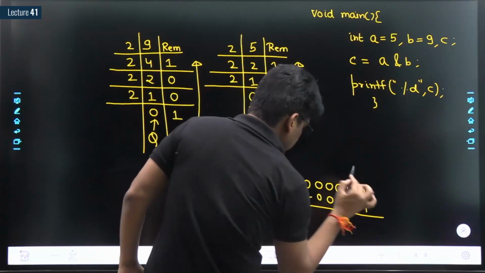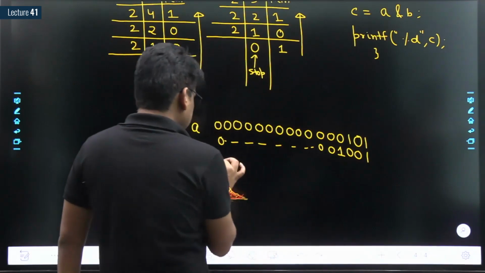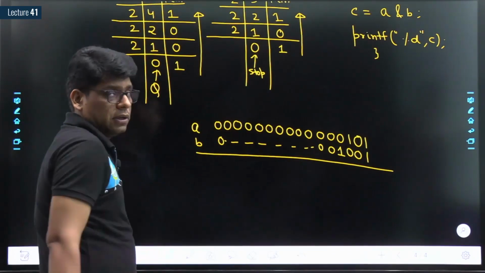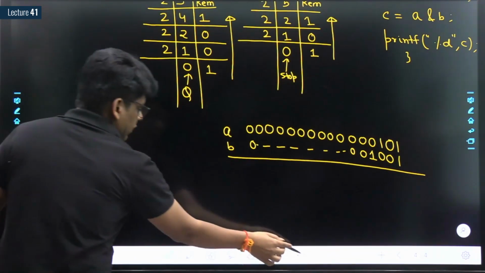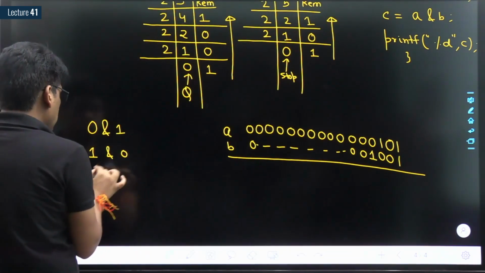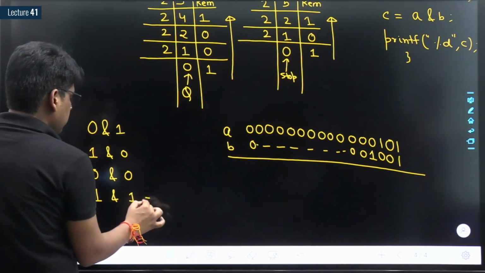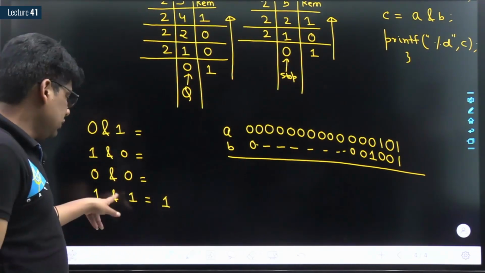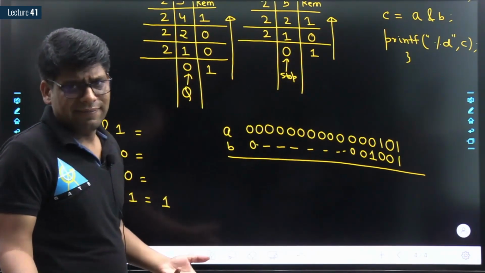Okay, sir. Now what do we need to perform? We need to perform the bitwise AND. The bitwise AND, sir, this is b, that is 9. Sir, what does bitwise AND say? It will take 2 bits. That means if I say, what is the result of 0 and 1, 1 and 0, 0 and 0, 1 and 1? It says the result will be 1 only when both the bits are 1. The result will be 1 only when both the bits are 1. It's just like AND.